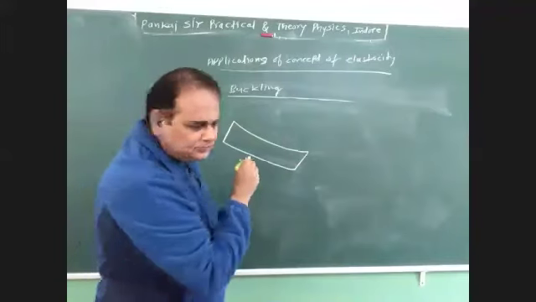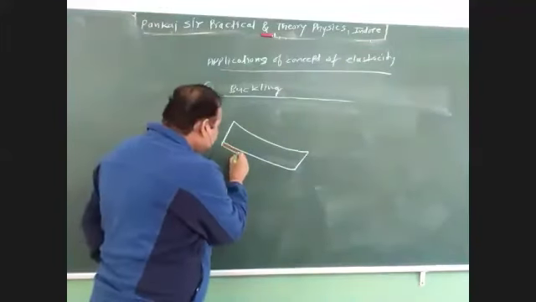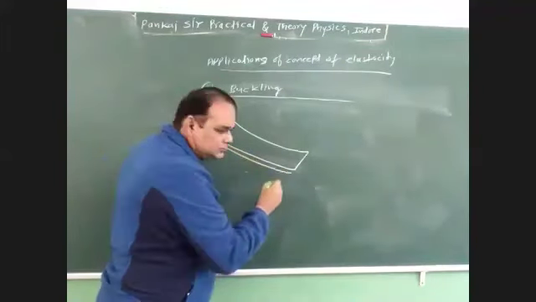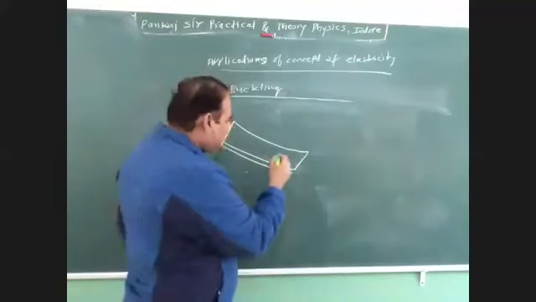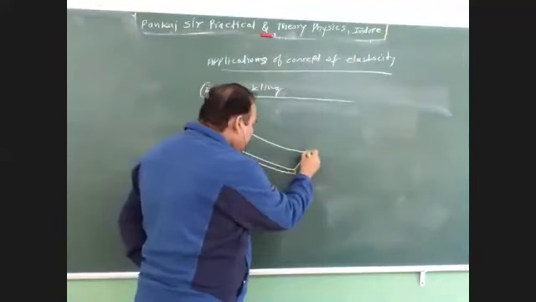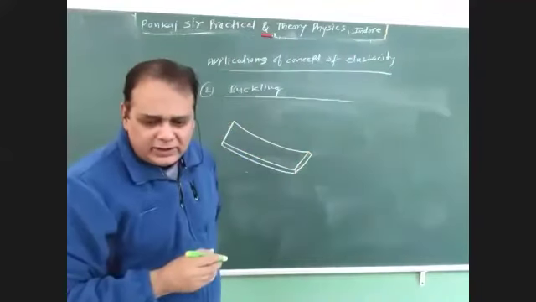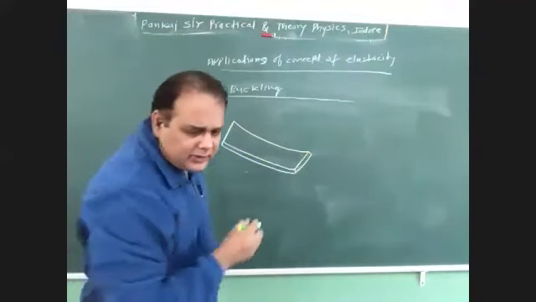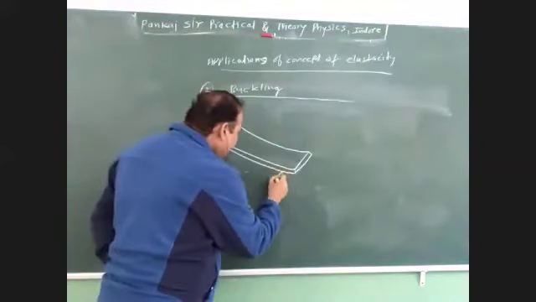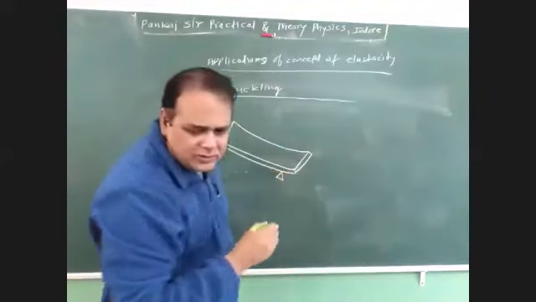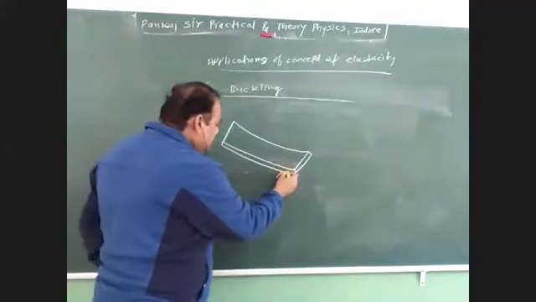The bending of a beam from the middle by itself due to its weight is known as buckling.